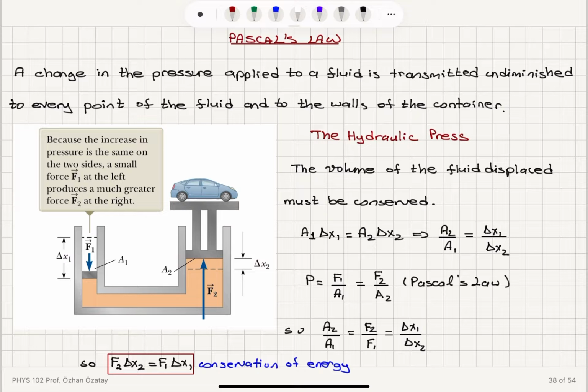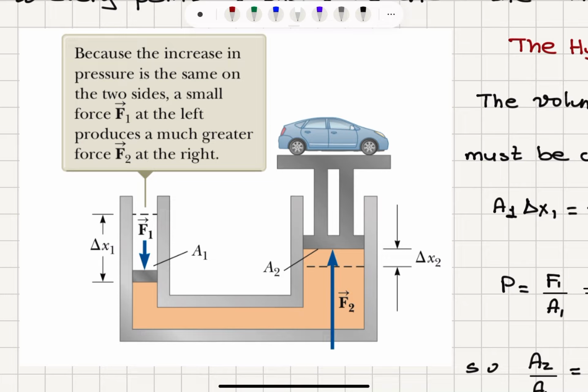Pascal's law: a change in the pressure applied to a fluid is transmitted undiminished to every point of the fluid and to the walls of the container. So we can see an application here for the hydraulic press. If you look at this system, it's basically designed to lift this car up.